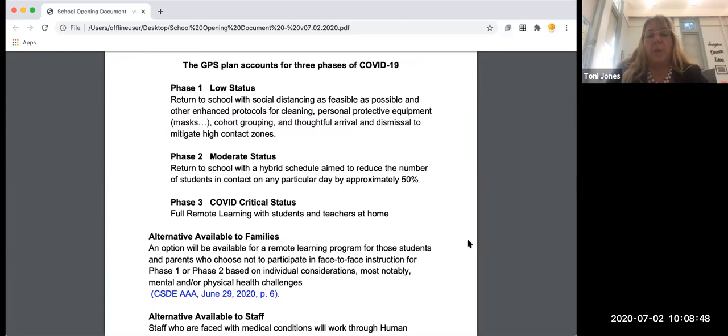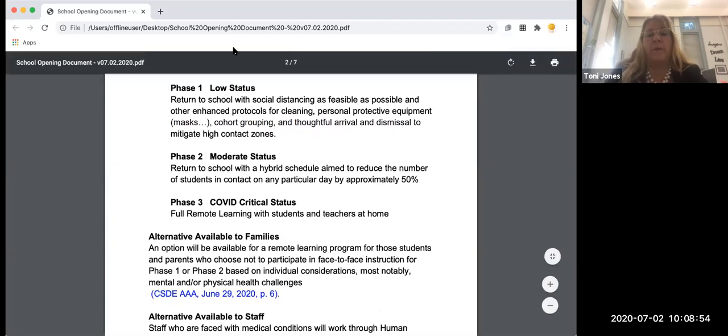We do have enhanced protocols for cleaning, personal protective equipment, like masks are required, the cohort grouping, and thoughtful arrival and dismissal to mitigate the high contact zones.